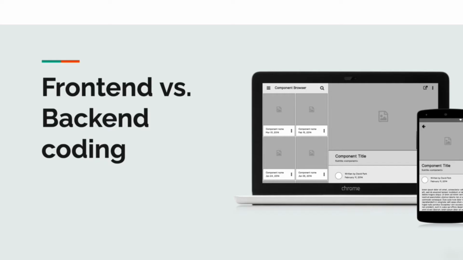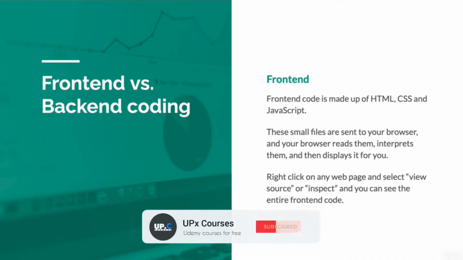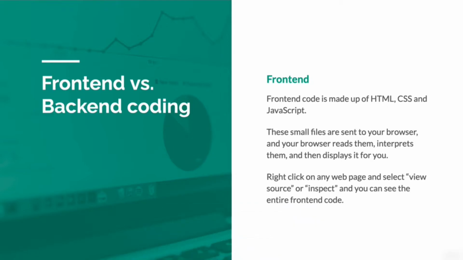Front-end versus back-end coding. I touched on this in the last video, but front-end coding is made up purely of HTML, CSS, and JavaScript. These small files are sent to your browser, and your browser then reads them, interprets them, and displays them for you. If you right-click on any page and select View Source or Inspect, you can actually see the entire front-end code. It's completely available to you.